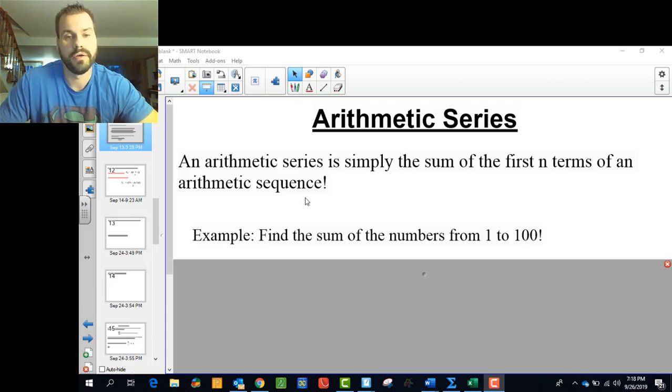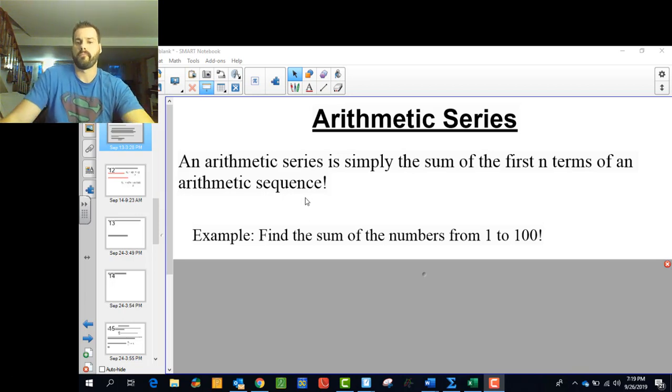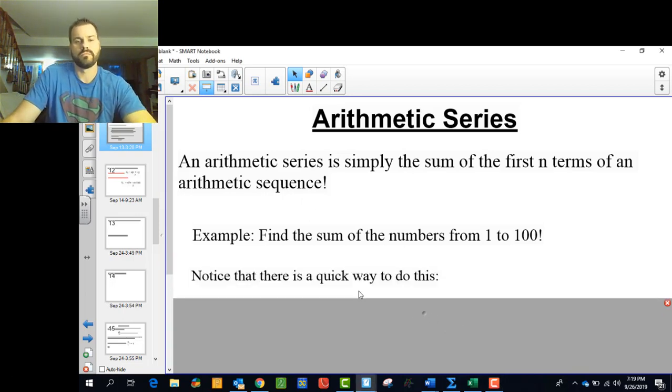So for example, if I said, find the sum of numbers from 1 to 100, and I asked you how you would do that, if you take a minute to think about it, you could start adding them. So you go 1 plus 2 is 3, and then add 3, that's 6. 6 plus 4 is 10, plus 5 is 15, and you could go up like that. But that would take a while. And if you have a calculator, it wouldn't take that long, but it still would take a while. But there's a really quick way to do this.